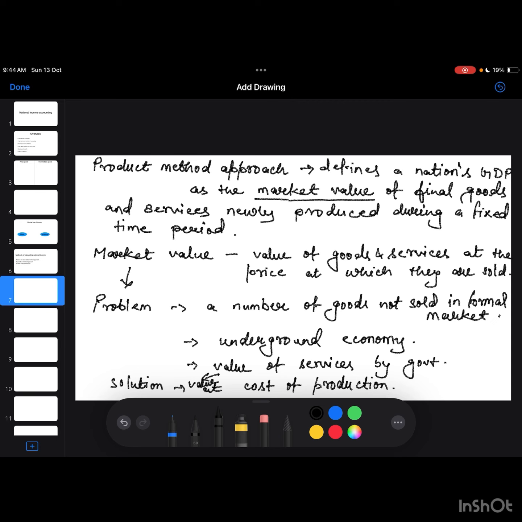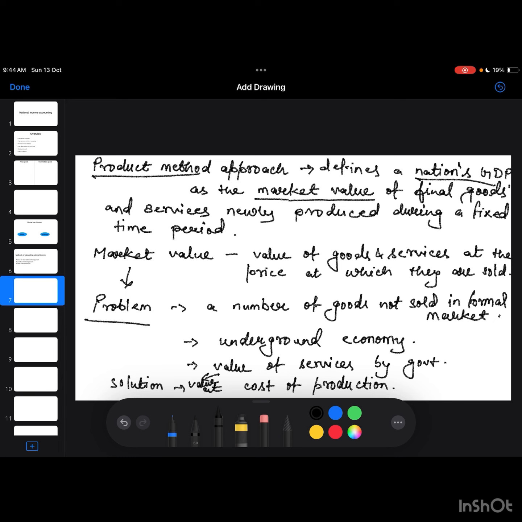Now the first method is product method. It defines a nation's GDP as the market value of final goods and services newly produced during a fixed time period. Now why do we take the market value in this? Because the market value tells us about the value of goods and services at the price at which they are sold in the market, and it helps us because calculating the value of different goods will not be easy. So we will define it at the market value.